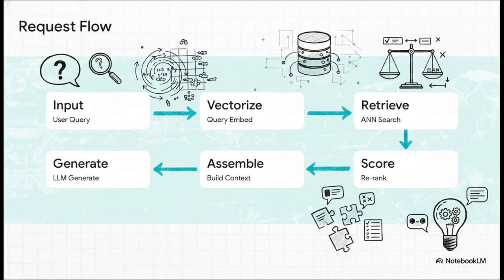First, the input is received. Second, we vectorize that query into an embedding. Third, we retrieve the relevant documents. Fourth, we score and re-rank those docs to find the absolute best match. Fifth, we assemble the context prompt, and only then, way down in step 6, do we actually generate the answer. Now guess where things usually break? Yep, right at the microscopic interfaces between these steps.